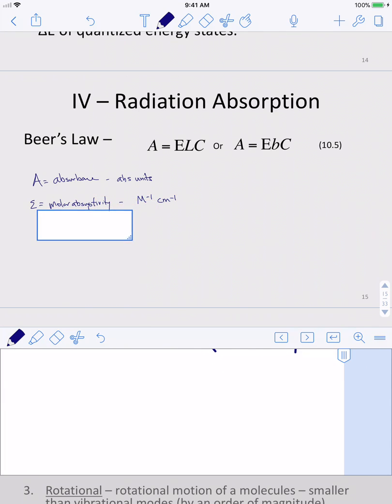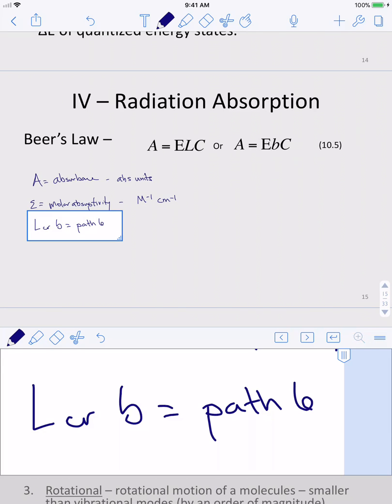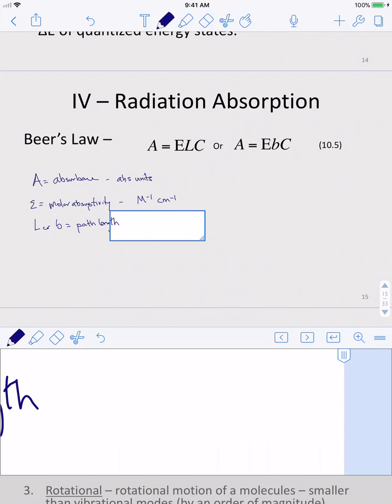Right, and so then that gets us to L or b, which is the path length. So the longer that the light goes through a sample, the more chance it has to interact with an analyte molecule or atom. So the path length is typically, for most instruments, 1 centimeter.